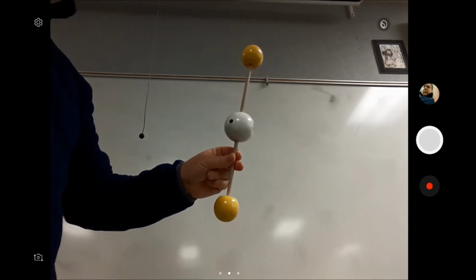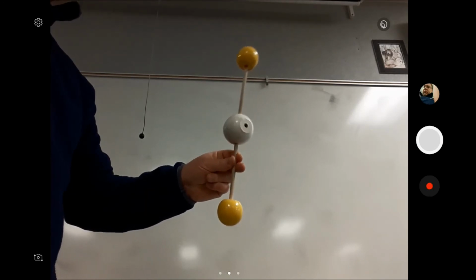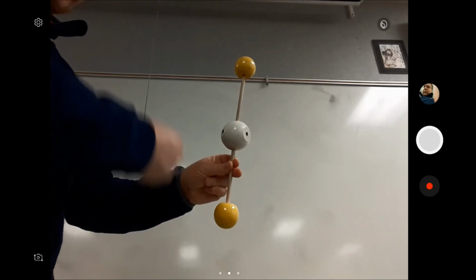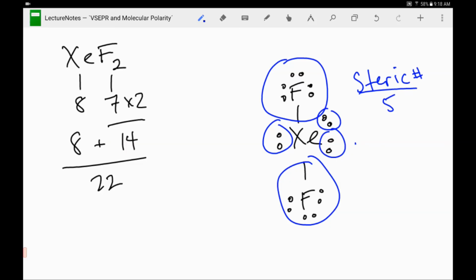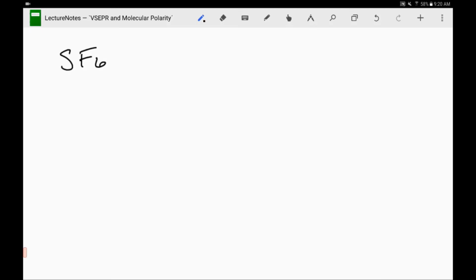If the outside atoms are the same, then this is a nonpolar geometry. The bond angles here are 180 degrees. So the name of this shape is linear. The bond angle here is 180 degrees. It's not less than 180 because all of the lone pairs are canceling each other out. And the shape is a nonpolar symmetrical geometry. Let's look at something with a steric number of 6.